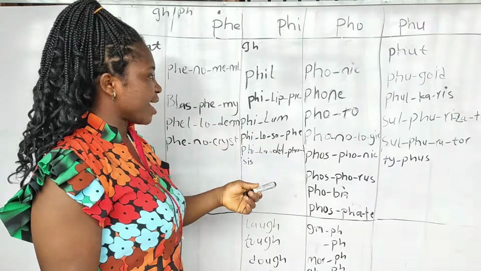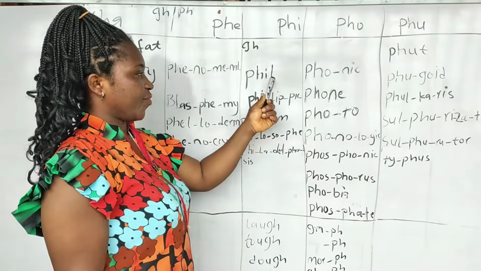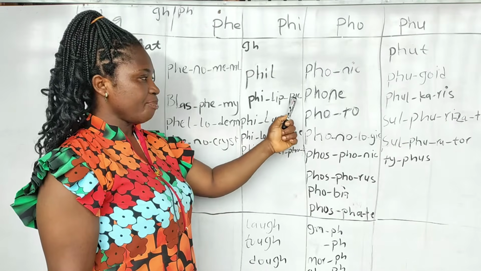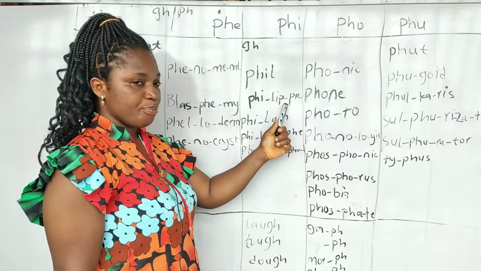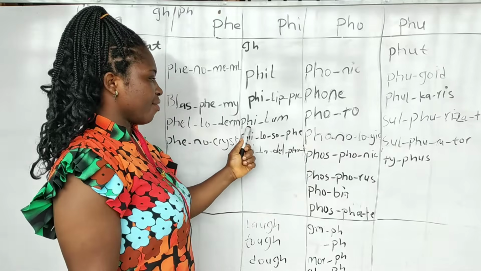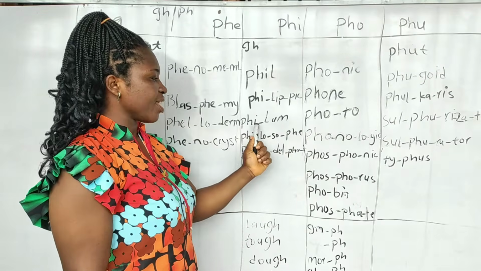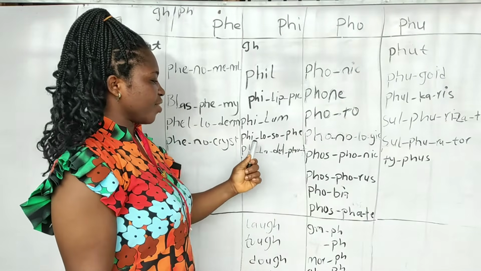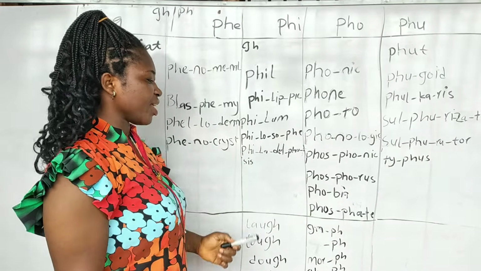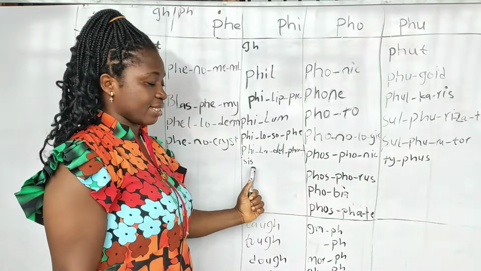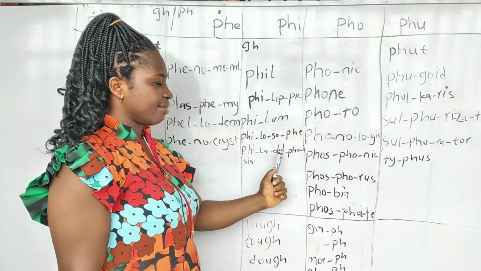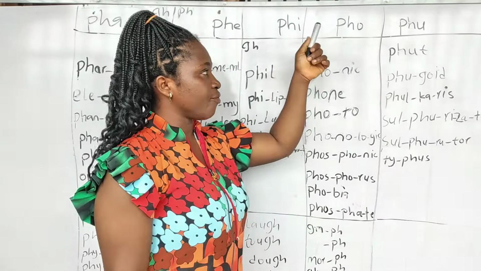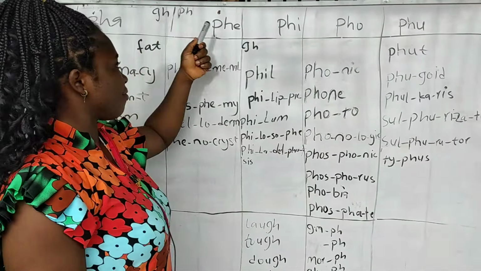So the list of words in this category: we have feel, philippic, phylum, philosophy, Philadelphosis. And this side of fo, okay, remember fa, fe, fi, fo, fu.